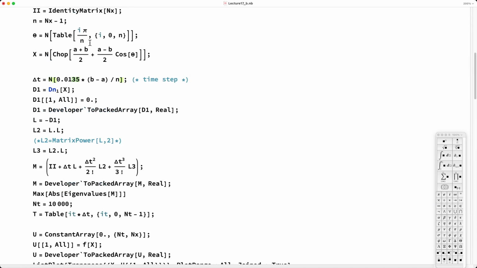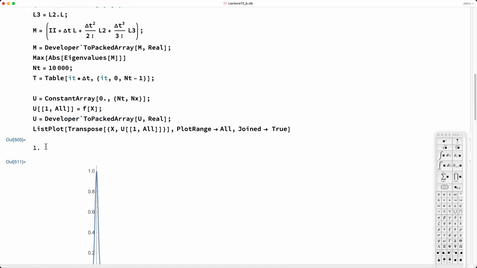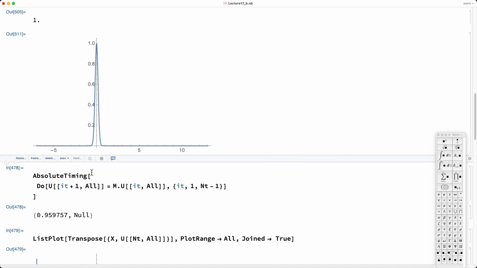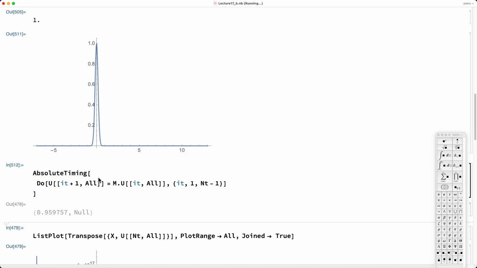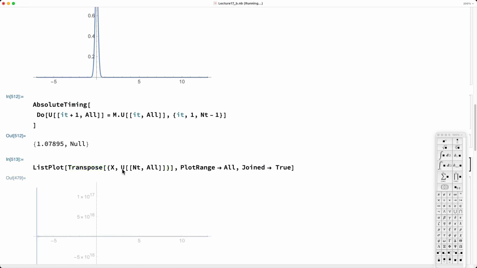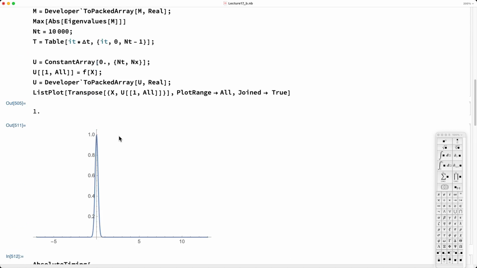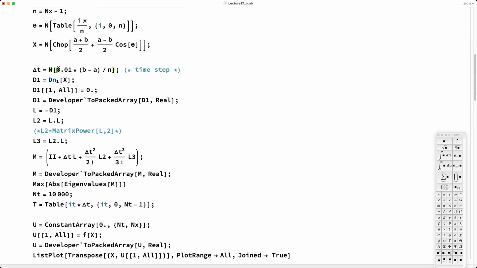So we pick a smaller number than that to ensure that the maximum eigenvalue is 1 or lower, and then if we run this, the solution looks okay. No instability. Okay, so that time step is really small. It's 100 times smaller in this case than the average spatial step.